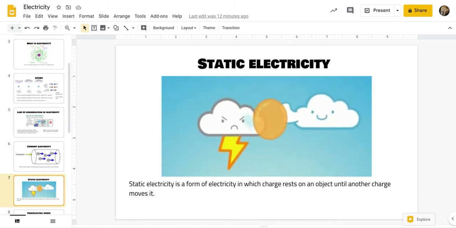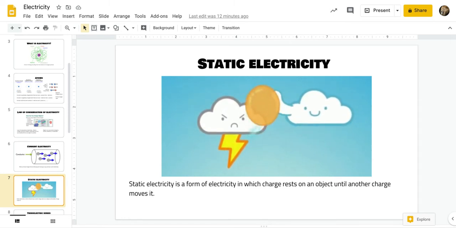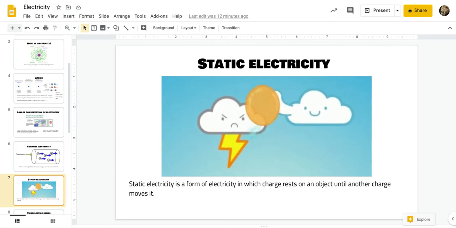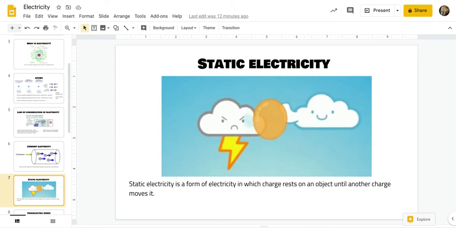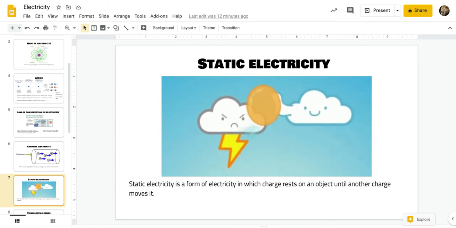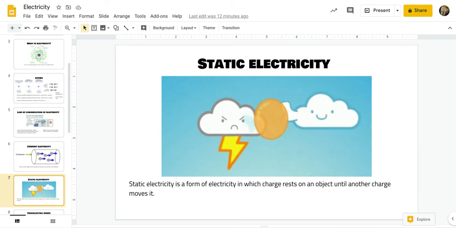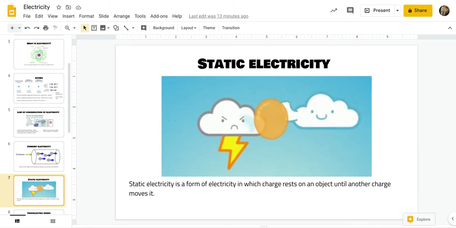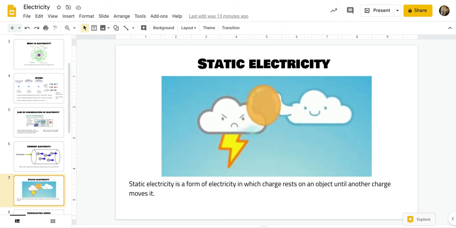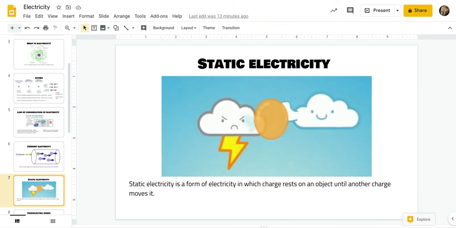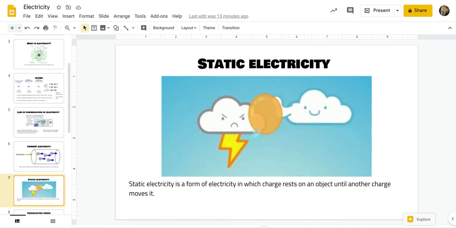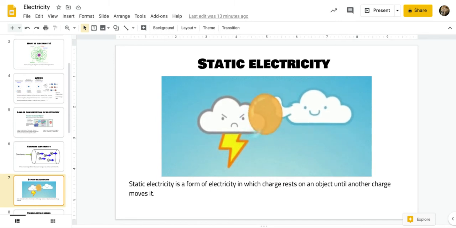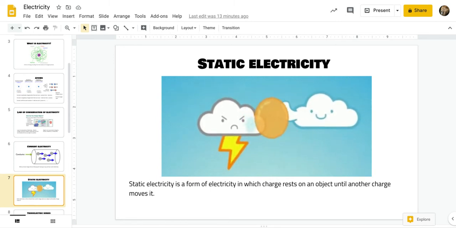Static electricity. Static electricity is a form of electricity in which charge rests on an object until another charge moves it. One example of static force is car painting. When robots paint cars, they use a static sprayer. The special paint sprayer charges the paint particles with extra electrons, giving them a negative charge. The surface of the car is positively charged, so when the negatively charged paint droplets are pushed through the sprayer, they're attracted to the car's positively charged surface.